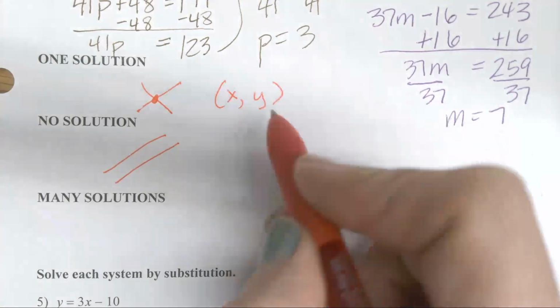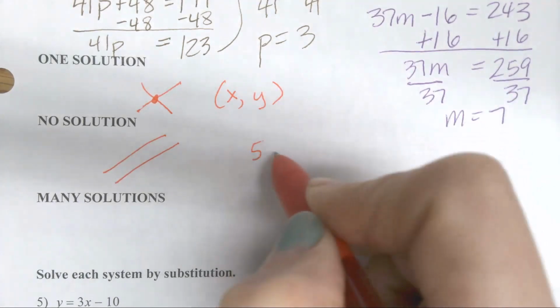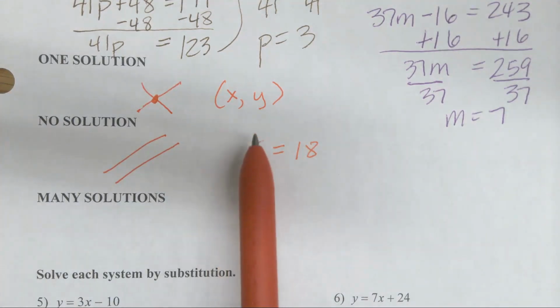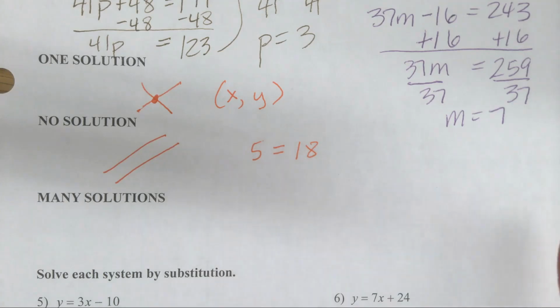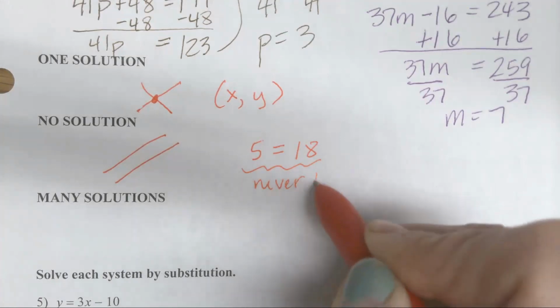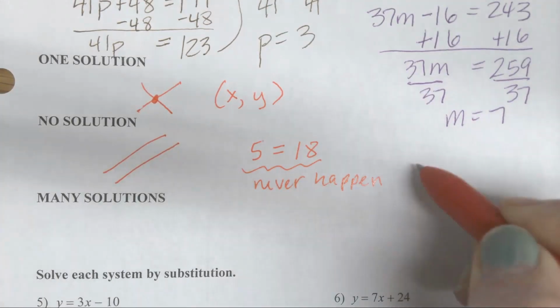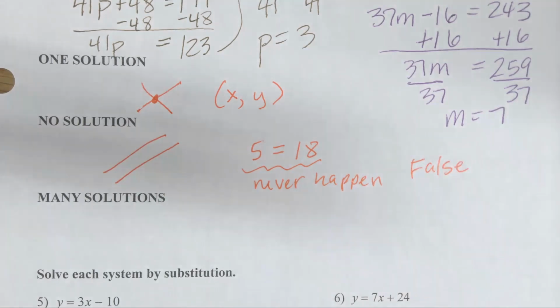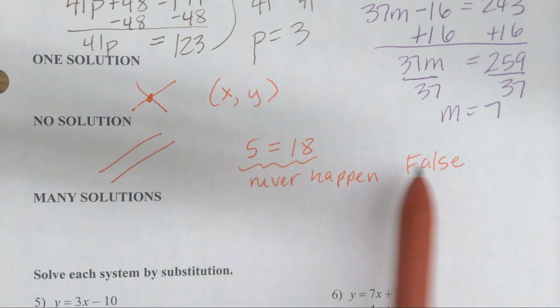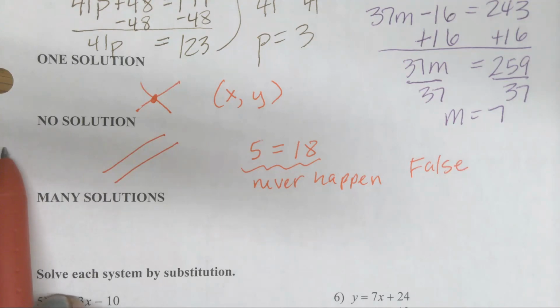Okay, today, no solution, when you're done, will look like this. You'll get some number like 5 equals 18. Will 5 ever equal 18? No. You'll get something that will never happen. It is a false statement. Now, it's not restricted to 5 equals 18. It could be 10 equals 3, or negative 7 equals 1, or 0 equals 25. But it's going to be something that is false. And when it's false, you have no solution.